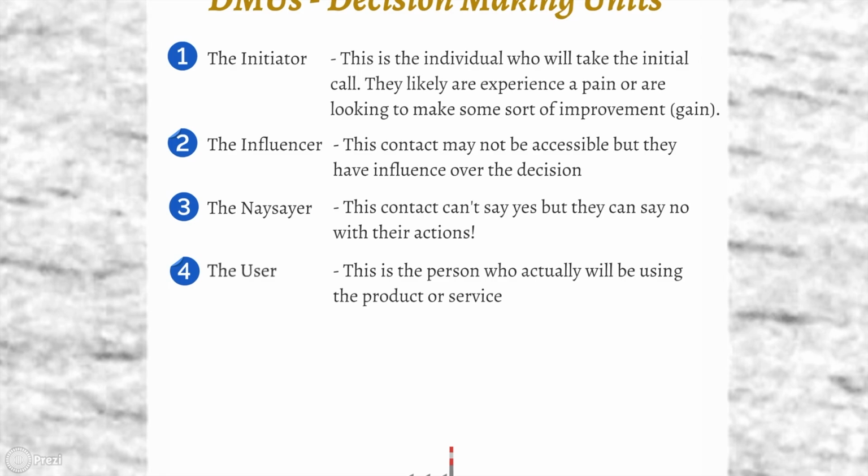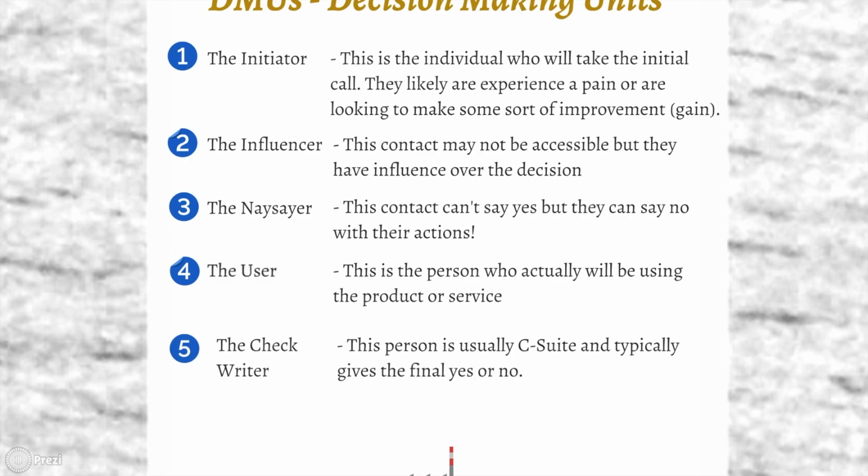Next, we have the user. And these poor souls sometimes don't have a lot of input, but this is the person or the individuals who actually will be using the product or service that you're proposing. Lastly, we have the check writer. This is the C-level individual who typically gives the final yes or no.